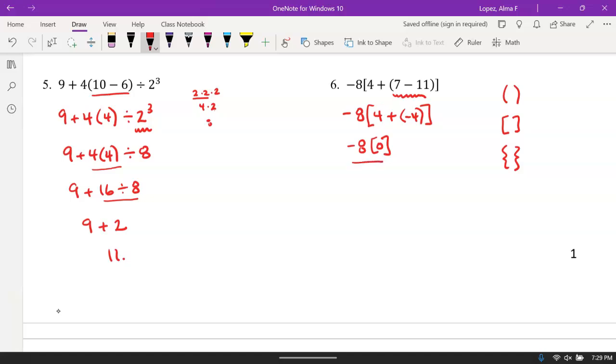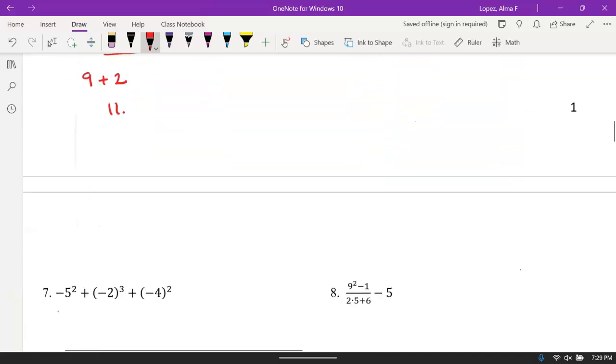Now, last step, we've got a multiplication here, and again, bracket is nothing more than a square parentheses, so it's just implying the same thing, multiplication, and that is going to be 0. Let's keep going.